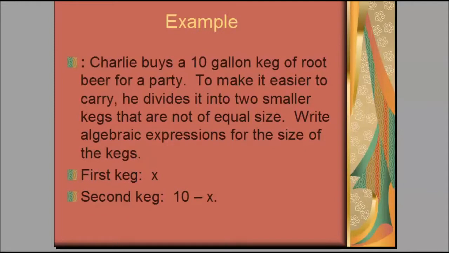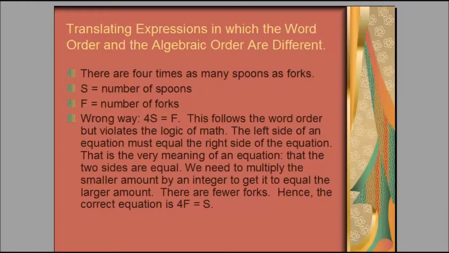Here's yet another example. Charlie buys a 10-gallon keg of root beer for a party. To make it easier to carry, he divides it into two smaller kegs that are not of equal size. Write algebraic expressions for the size of the kegs. The first keg is X, the second keg is 10 minus X.